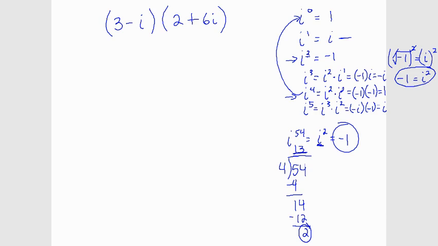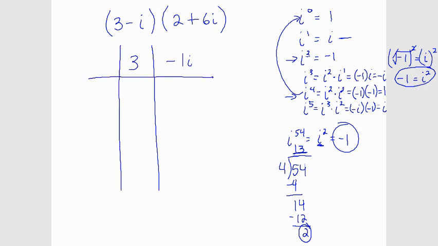How do we multiply complex numbers together? Well, this is where I'm going to relate directly back to my multiplying polynomials video. I'm going to look at setting up an area table. So I've got 3 minus, and let's write this as 1i, and then I'll set up my table. And then I've got 2 plus 6i here. Okay, and we know what to do here.